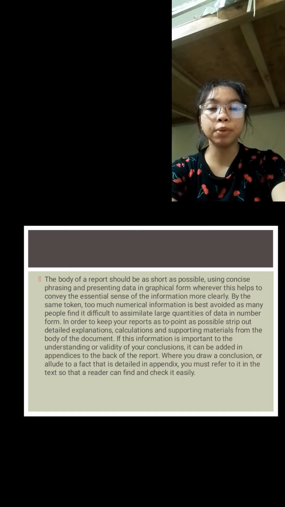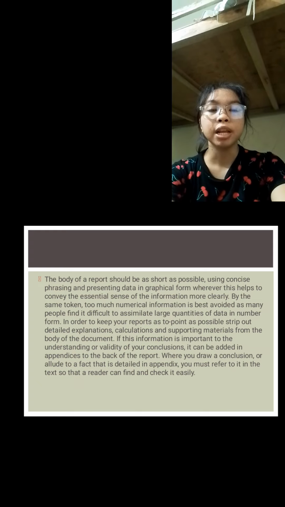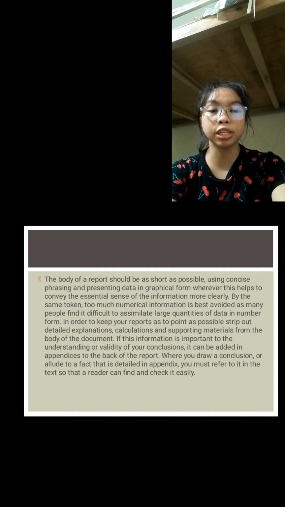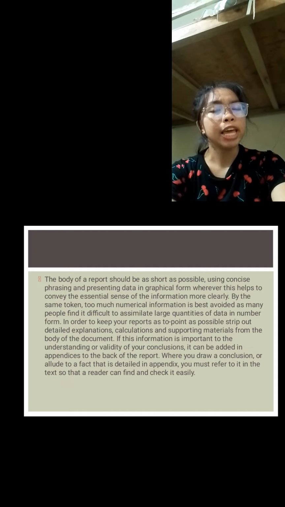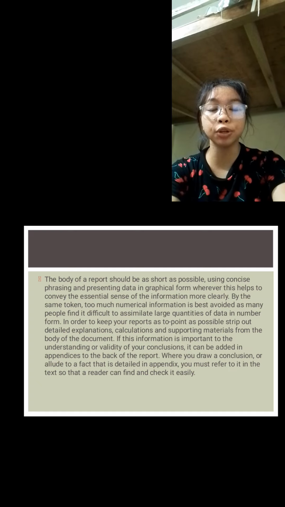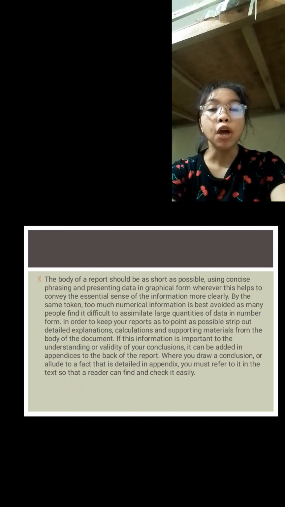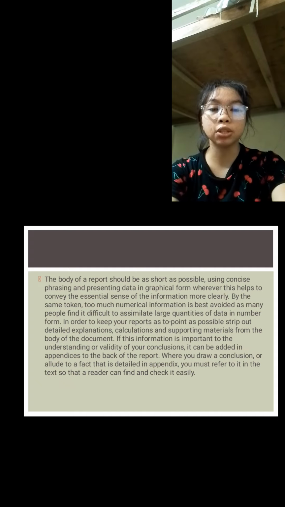In order to keep your report as to the point as possible, strip out detailed explanations, calculations, and supporting materials from the body of the document. If this information is important to the understanding or validity of your conclusion, it can be added in appendices at the back of the report. Where you draw a conclusion or allude to a fact that is detailed in an appendix, you must refer to it in the text so that a reader can check it easily.